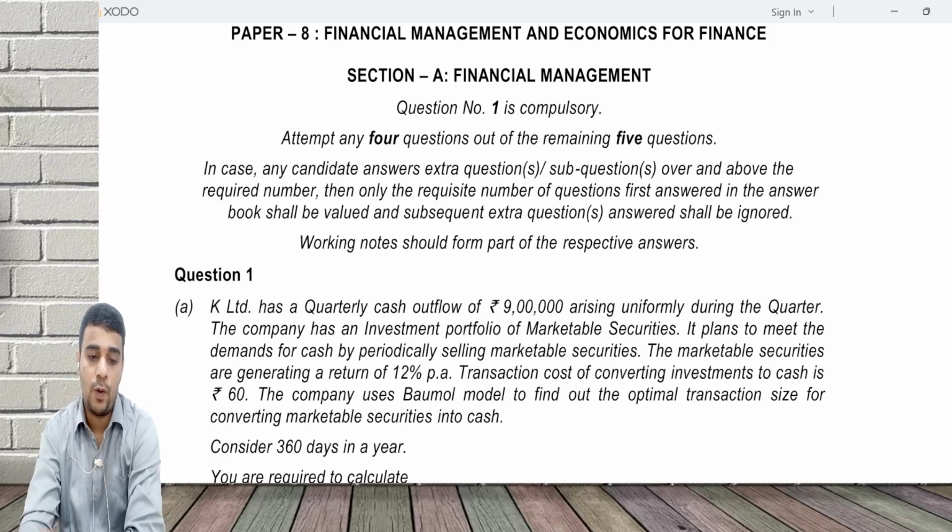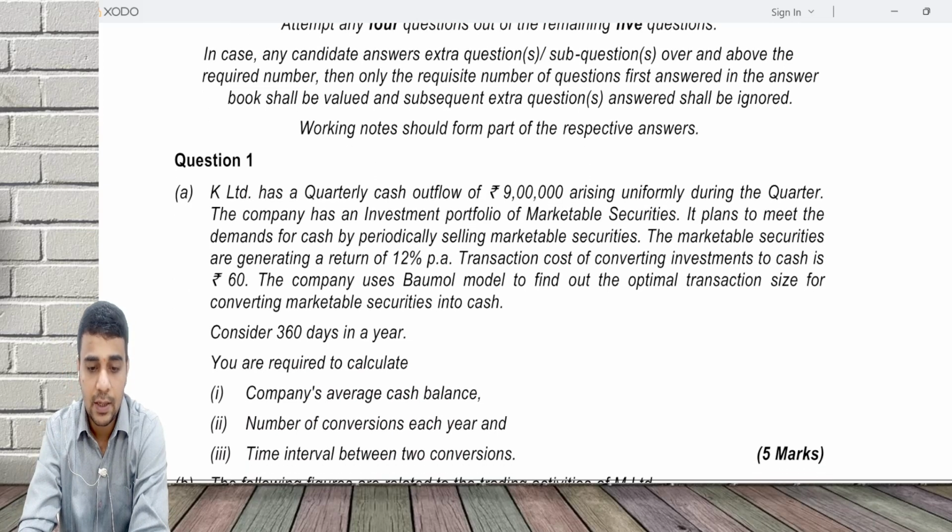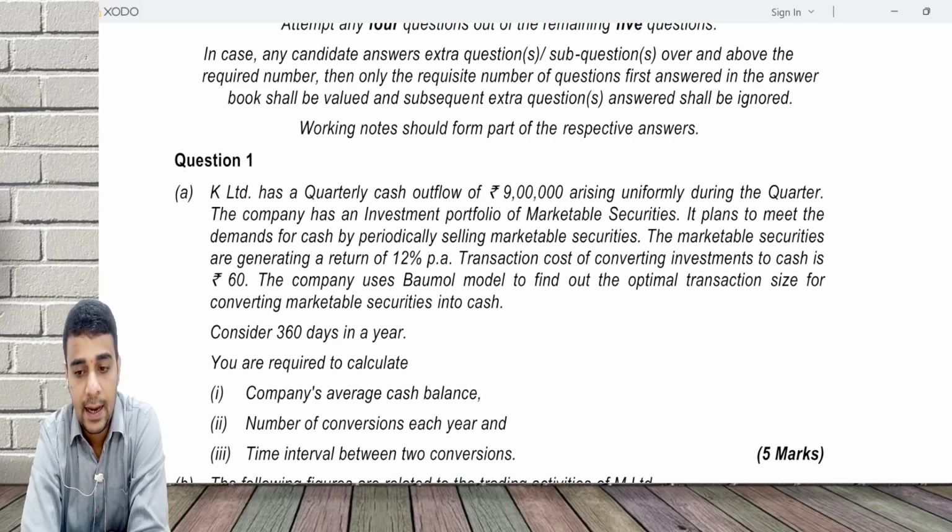Let's start with question 1A. K Limited has a quarterly cash outflow of 9 lakh arising uniformly during the quarter. Company has an investment portfolio of marketable security. It plans to meet the demand for cash by periodically selling marketable security. Marketable securities are generating a return of 12% per annum. Transaction cost of conversion is rupees 60. Use the Baumol model to find out the optimal transaction size. Consider 360 days. Find the company's average cash balance, number of conversions, and time interval between two conversions.